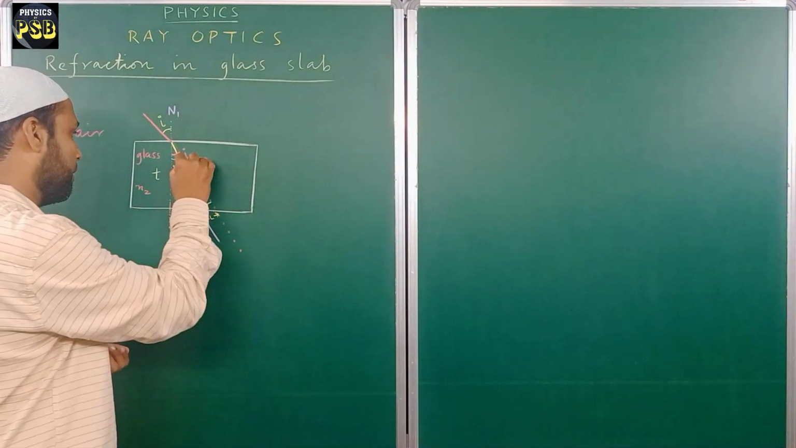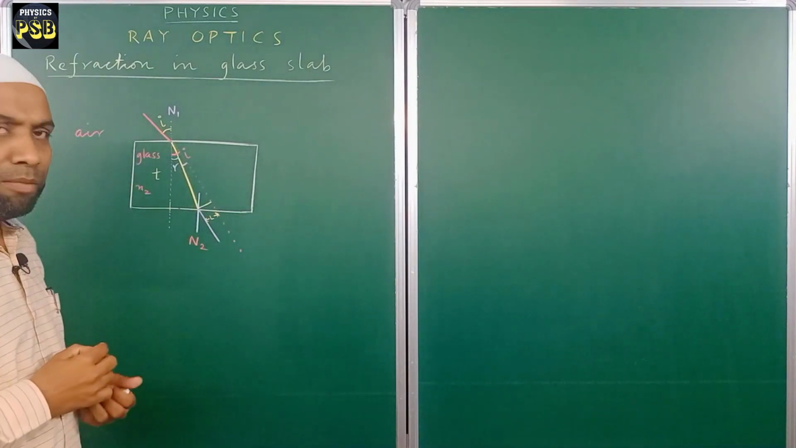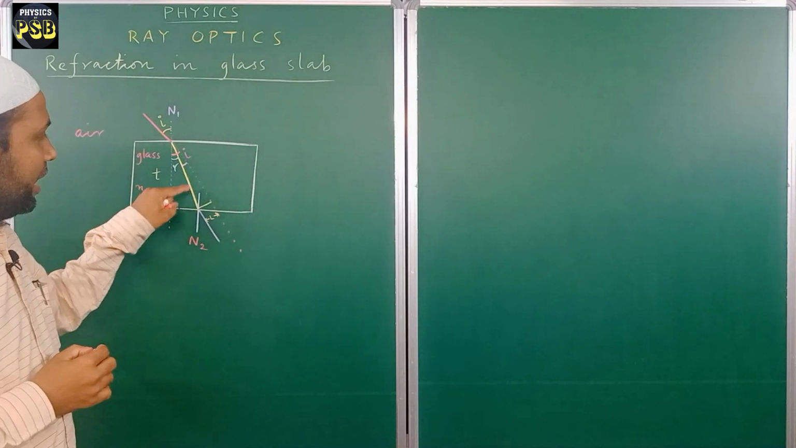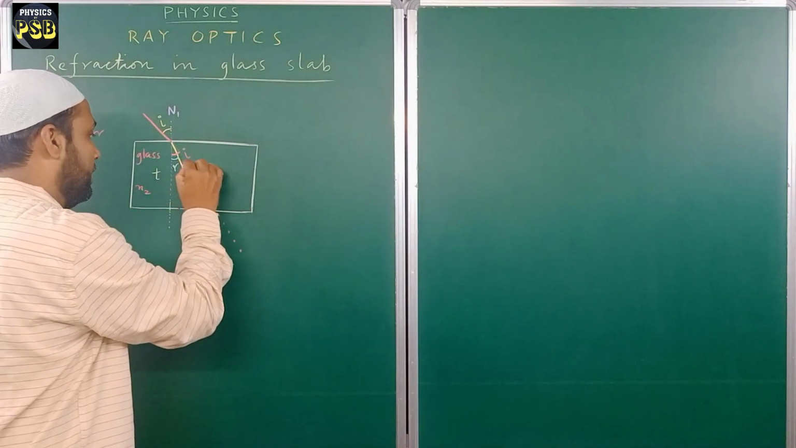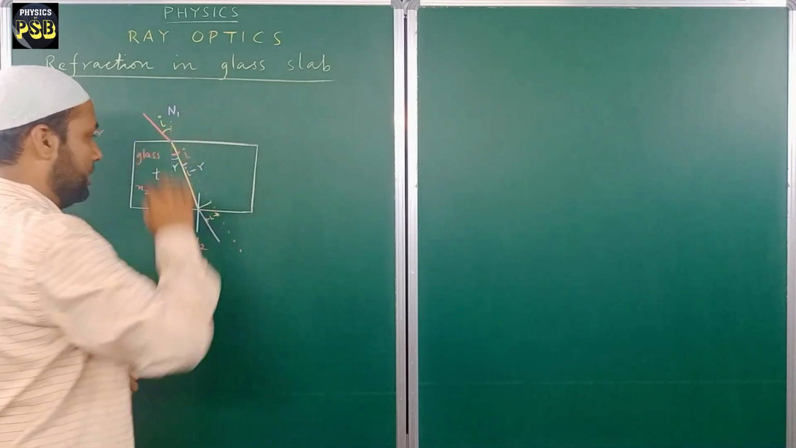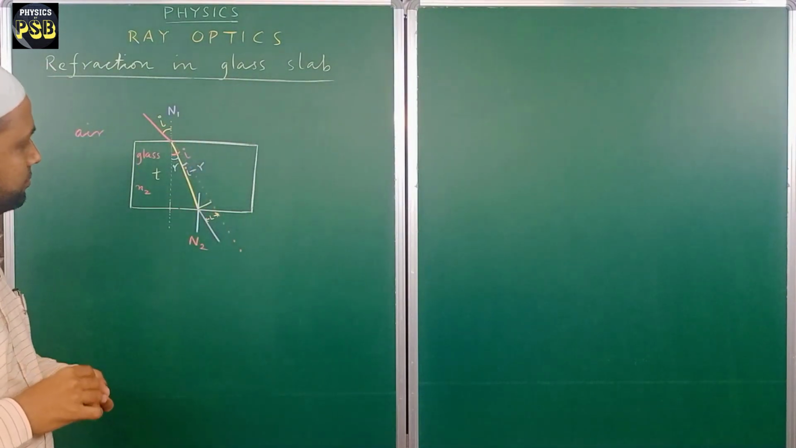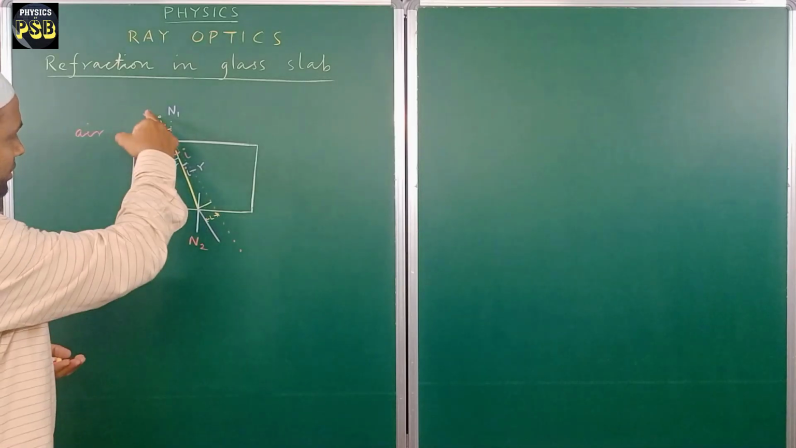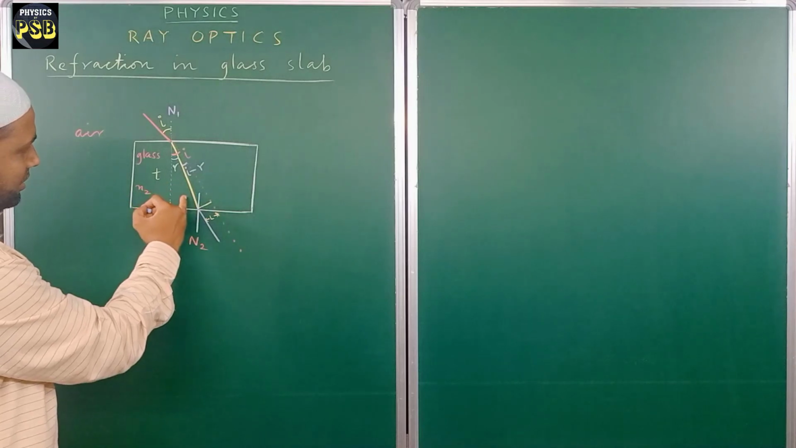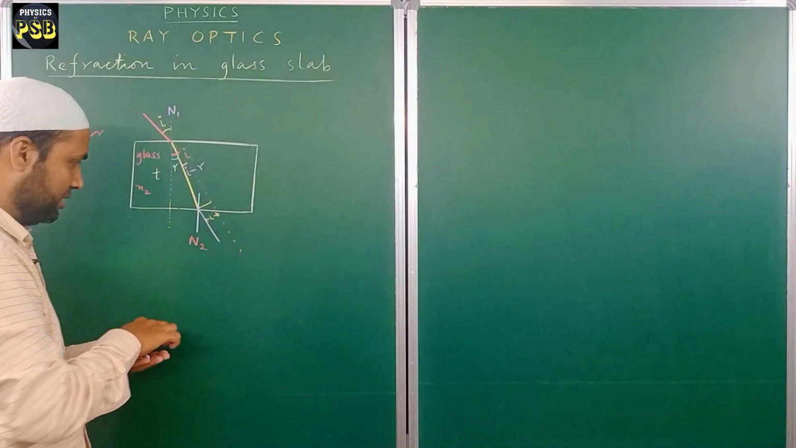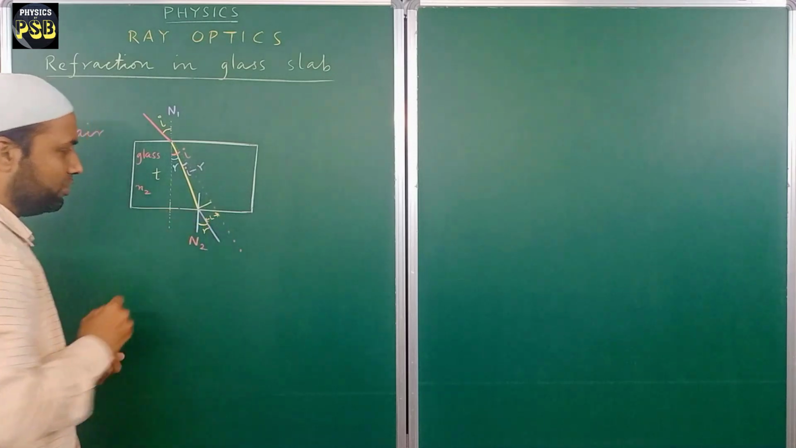What is this angle? The angle between the deviated and undeviated ray is nothing but I minus R. This angle is I minus R. Clear? Now, by keeping the same thing in mind, if this angle is R, then this angle will also be R, the angle of refraction.